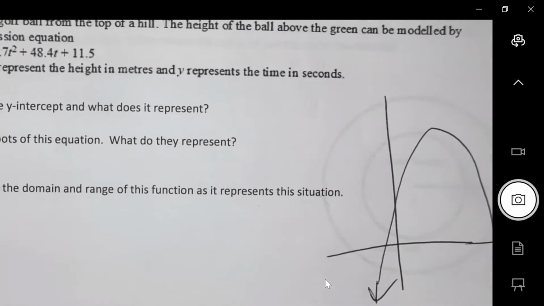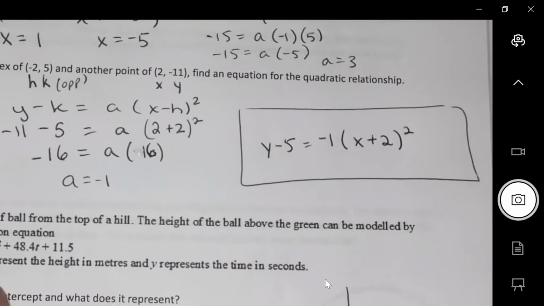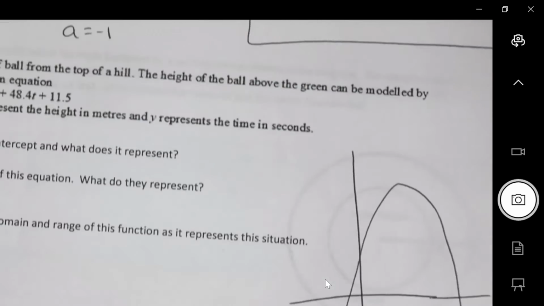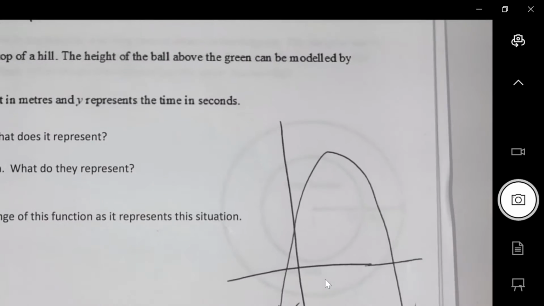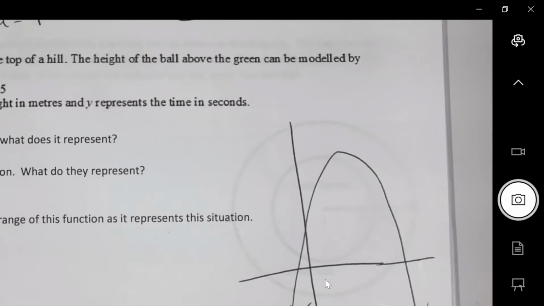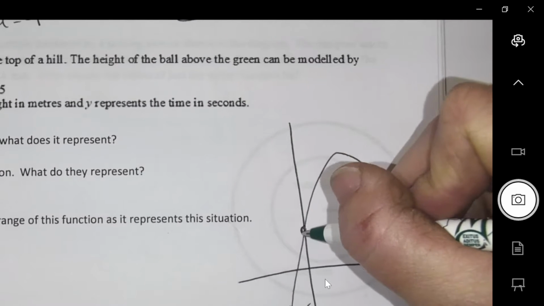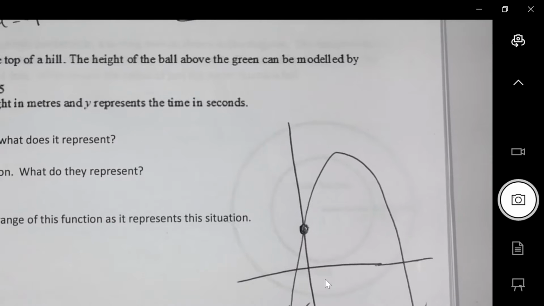So this is what I'm looking at. Something like that visual. Okay, what is the y-intercept? So that's what I want to know first. So how do I find that point?